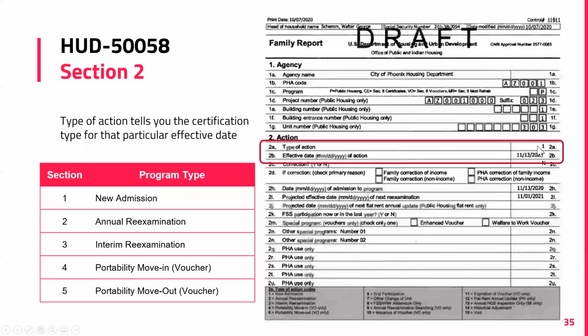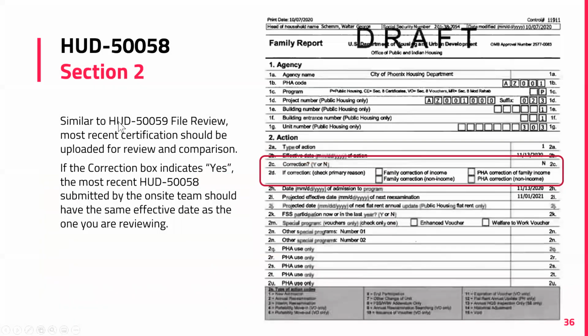In Section 2, we're going to take a look at the type of section, and the number right here represents the type of transaction that they are doing as well as the effective date. Then within Section 2, note if this is a corrected 5A. Similar to a 5-9, if they realize at a later time that something was calculated incorrectly, or maybe they found unreported income, they can correct a previously submitted certification that has already gone through the PIC.